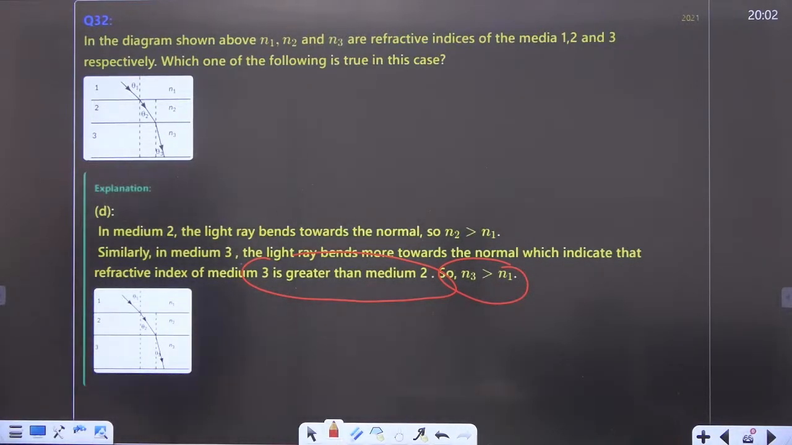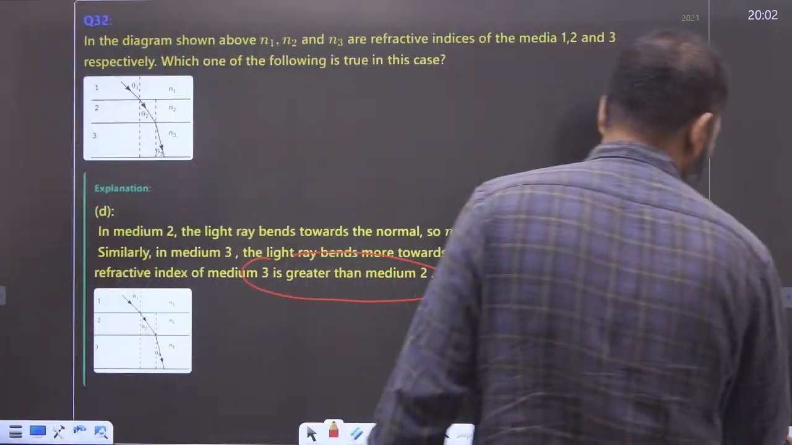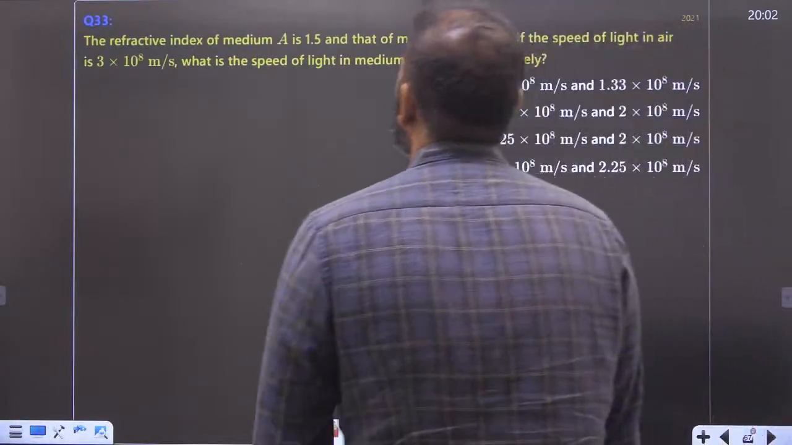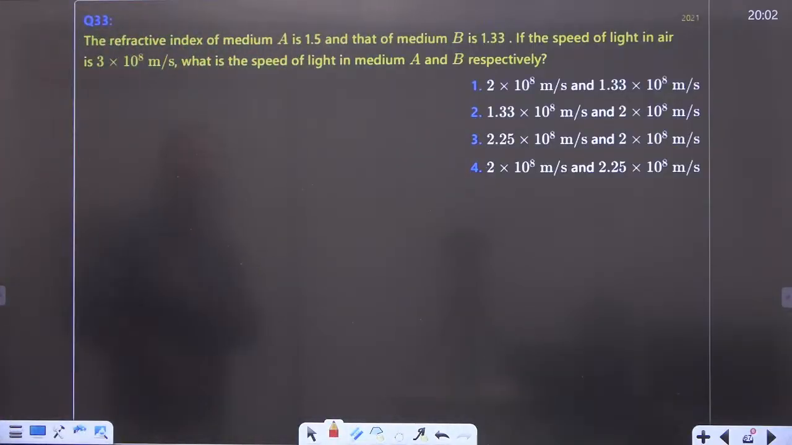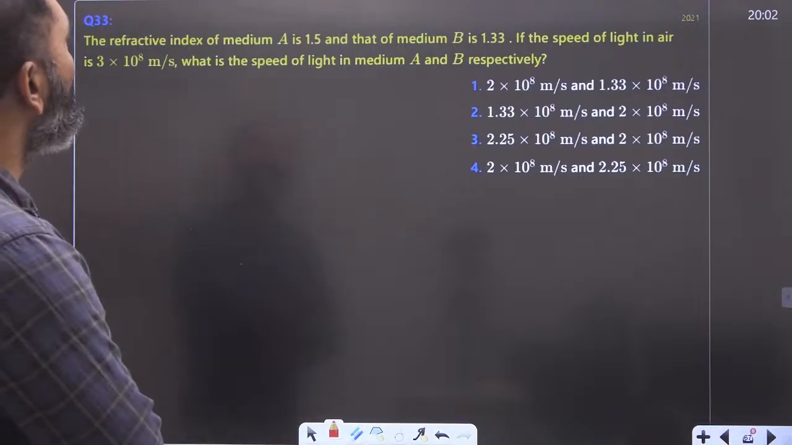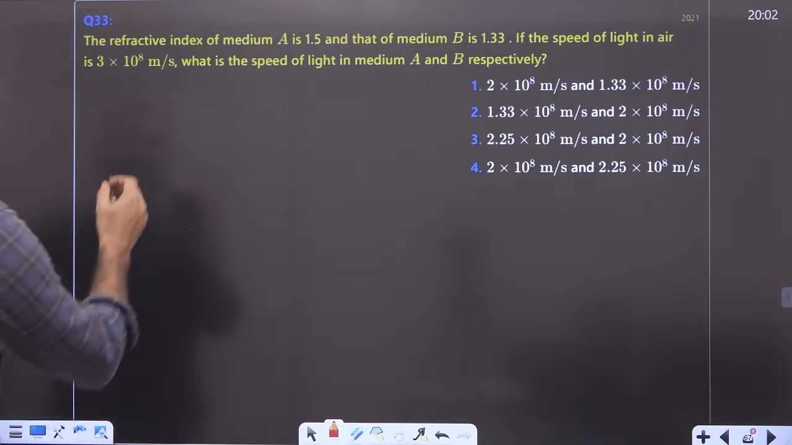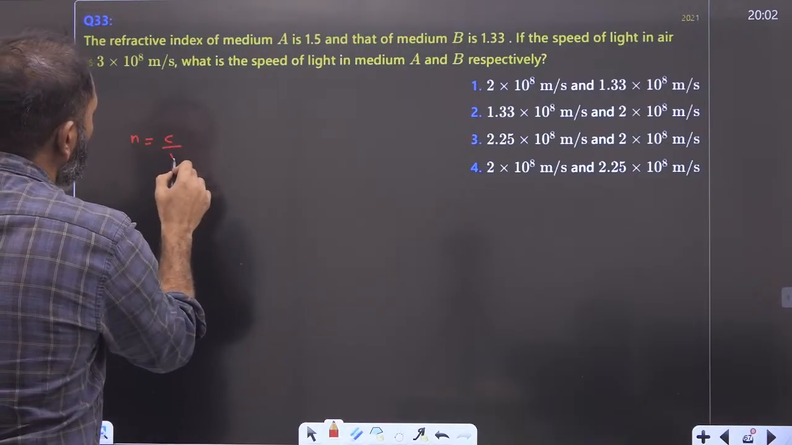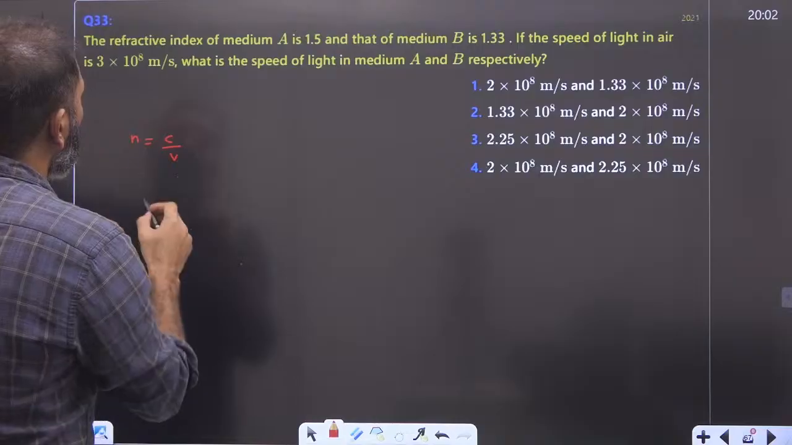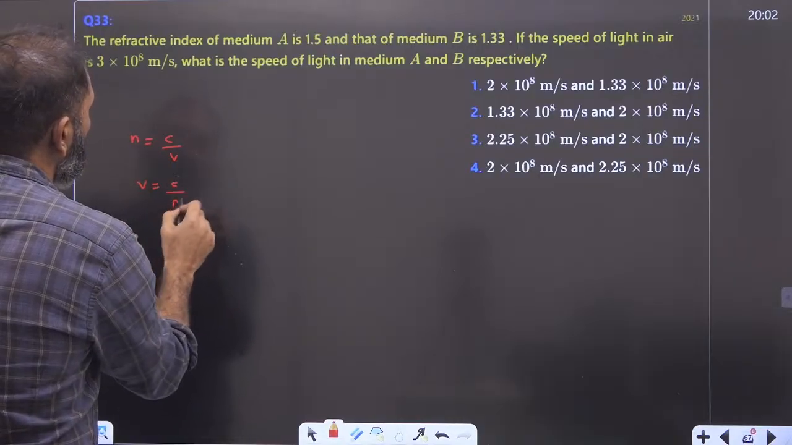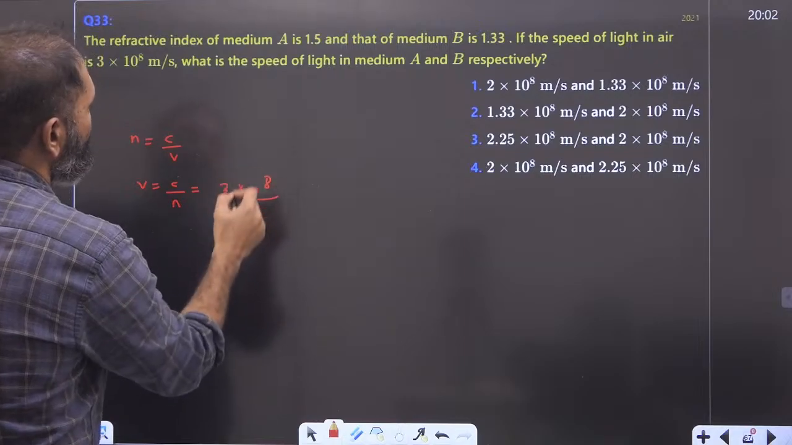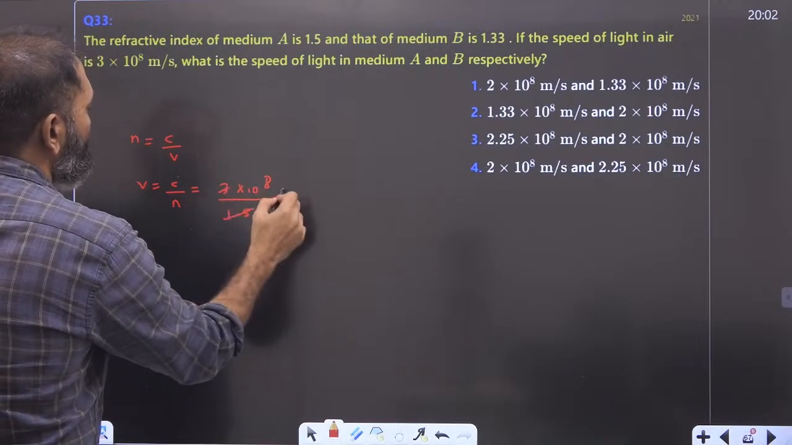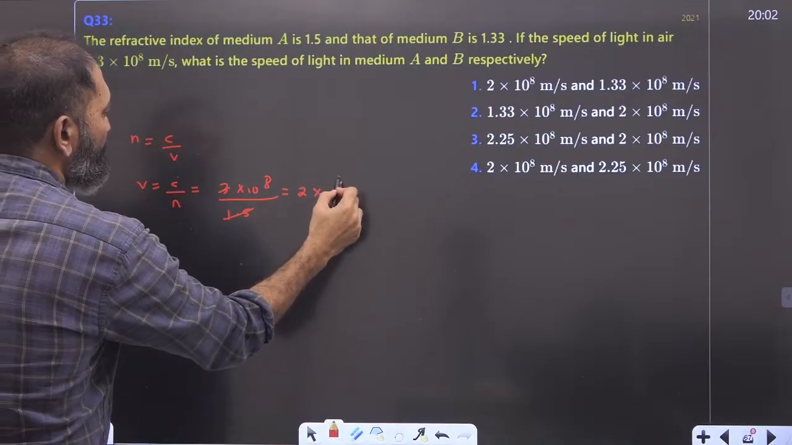Now let's continue. The refractiveness of the medium A is 1.5 and that of medium B is 1.33. If the speed of light in air is 3 into 10 raised to 8 meter per second, what is the speed of light in medium A and medium B respectively? N equal to C by V. V equal to C by N. So first case 3 into 10 raised to 8 divided by our refractiveness 1.5. So it is 2 into 10 raised to 8 meter per second.